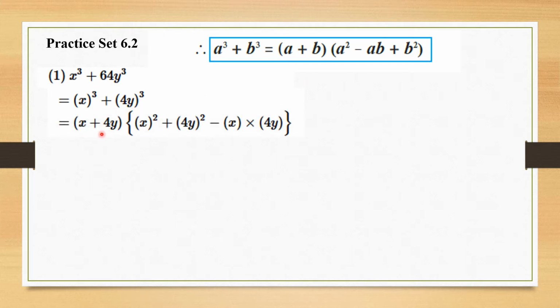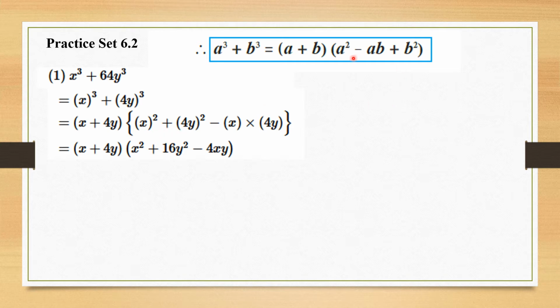So this becomes x plus 4y, so a plus b, x plus 4y into a square, that is x square, plus b square, so that is 4y the whole square, minus a into b. So that is a is x and b is 4y. So next we'll just rearrange this. This will be x plus 4y into x square plus 4y square will be 16y square minus x into 4y will become minus 4xy.